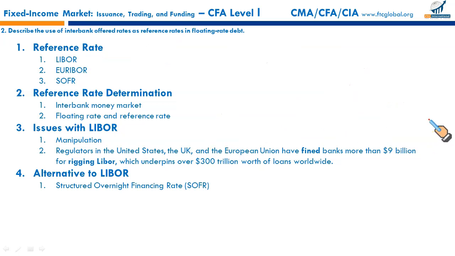Now the problem, as you might have been in touch with the financial press, I would like to read this first. Regulators in the United States, the UK, and the European Union have fined banks more than $9 billion for rigging Libor. They have tried to rig Libor because banks may play with the rates.